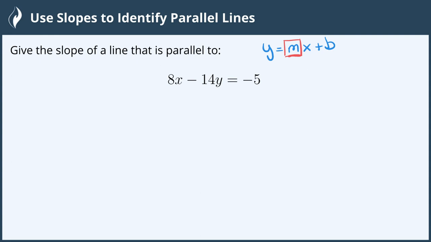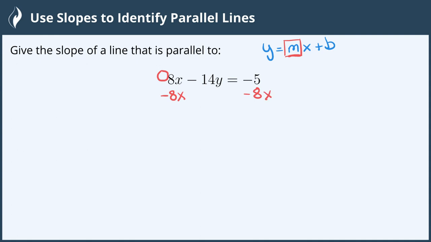To do that, we will look for all of the operations around the y and do the opposite to negate them. And we do the order of operations backwards. So in this case, we have 14 times y, and we have 8x minus the 14y. So we're going to get rid of the 8x first. And because the 8x is positive, we'll go ahead and subtract 8x. And we have to do this from both sides to keep the equal sign balanced.